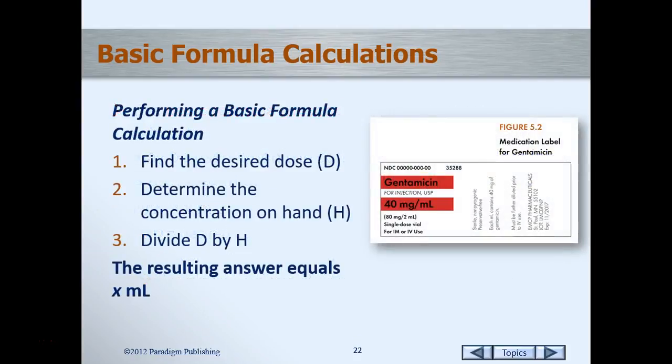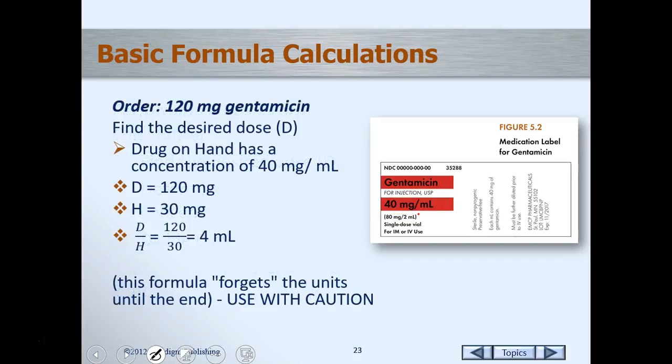So using this, finding the desired dose, D, would have to be given by the physician. Determine the concentration on hand. In this case, that would be our 40, and it's over 1 milliliter. So it would be whatever the order is divided by the 40 gives us our answer.